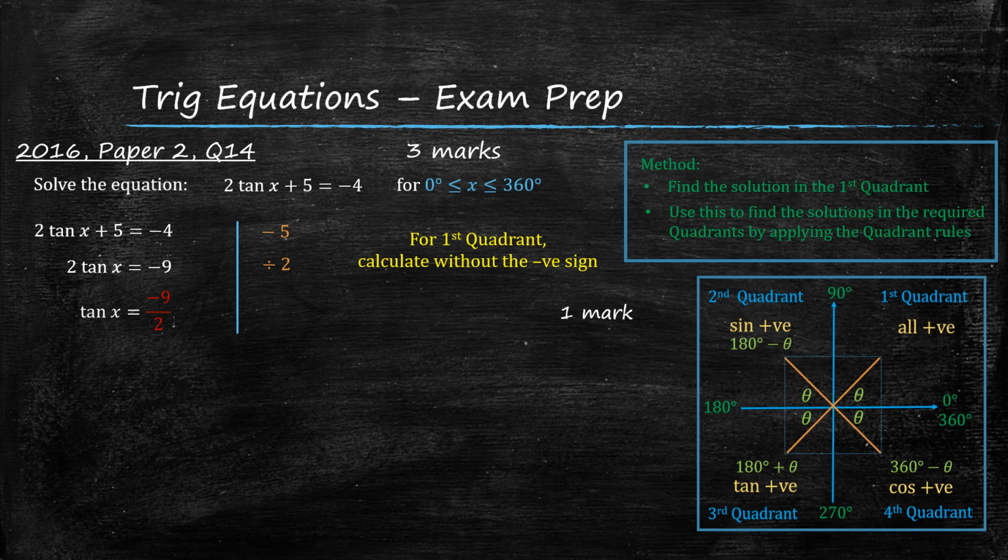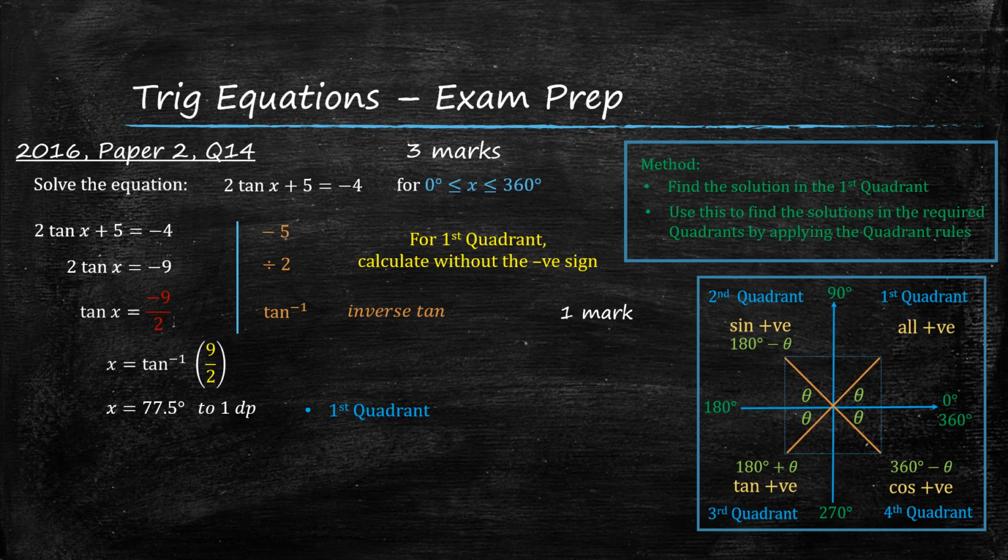Now recall, for first quadrant calculations, we want to work out the value without the negative sign. So we'll be working out tan x equals 9 over 2 for the first quadrant. Okay, how do we get x on its own? Well, we take the inverse tan of both sides, so let's do that. So x equals tan to the minus 1 of 9 over 2. Positive 9 over 2, first quadrant, we work out the value without the negative sign. Plugging these values into our calculator, shift tan 9 over 2, x is equal to 77.5 degrees to 1 decimal place, and we have our first quadrant value.